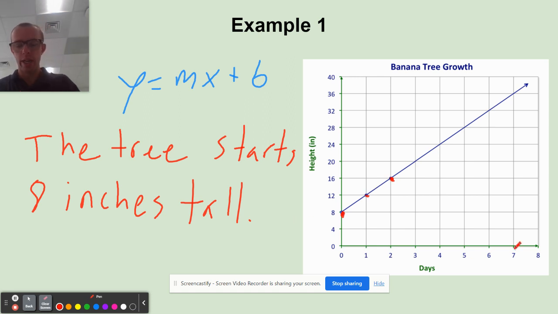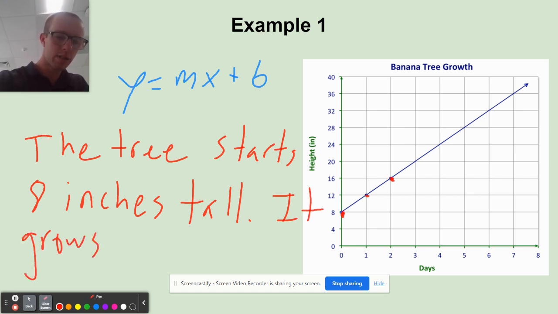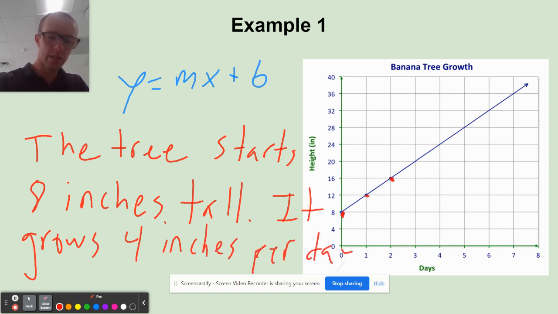So what can I learn from this graph? It grows 4 inches per day. All right. That's the story that I can write from this graph. A tree starts 8 inches tall, it grows 4 inches per day. That's the information I can gather from this graph. All right. So that's the story.